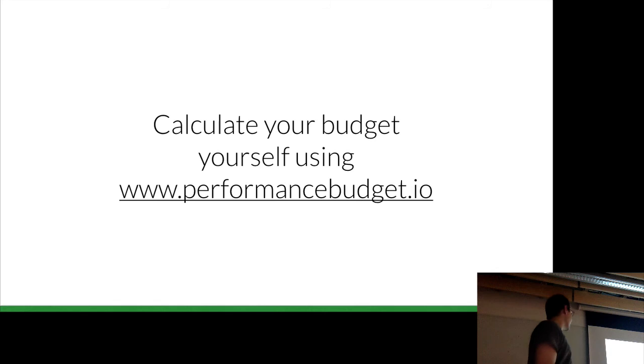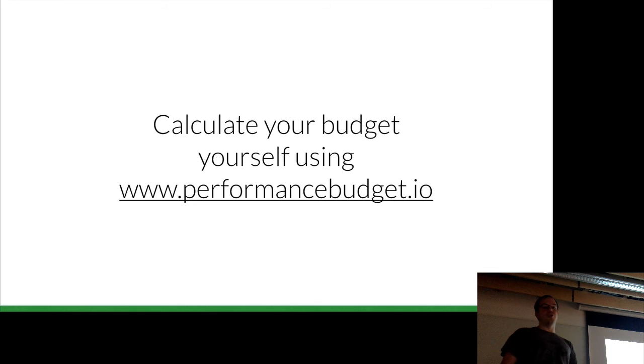If you want to calculate your own budget, there's a website I built called performancebudget.io. You enter the time, you enter the speed, and it'll give you a maximum amount. Then you can use some sliders that allow you to select what you want to prioritize in your budget.